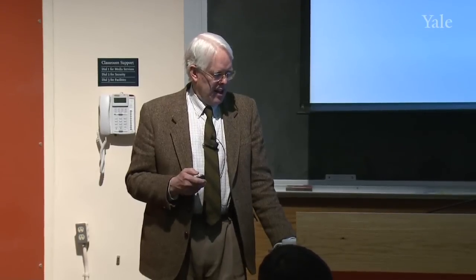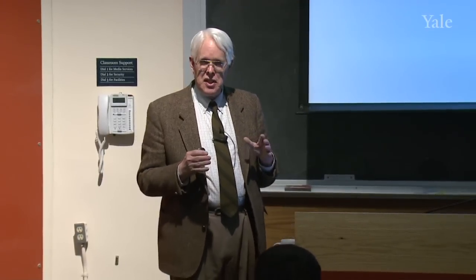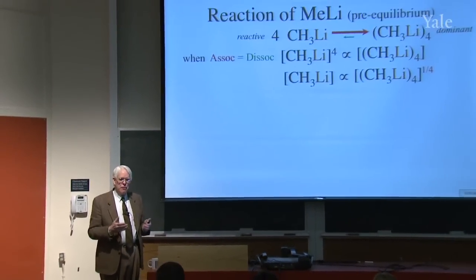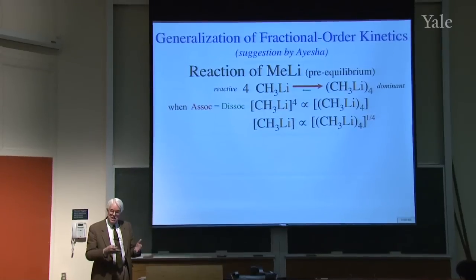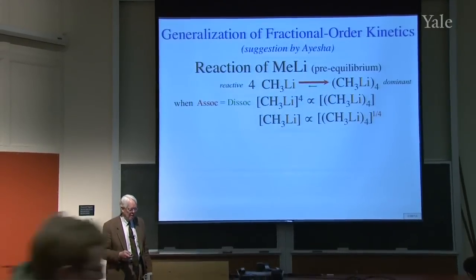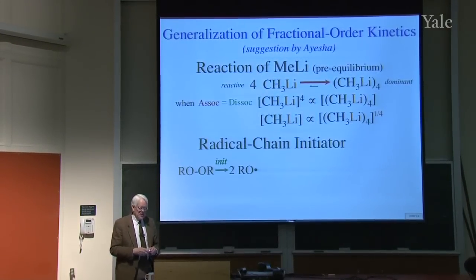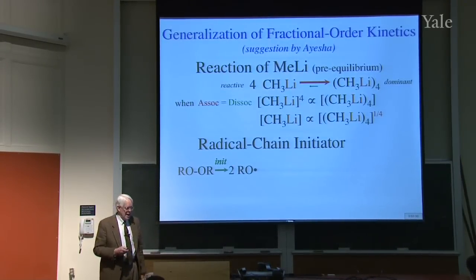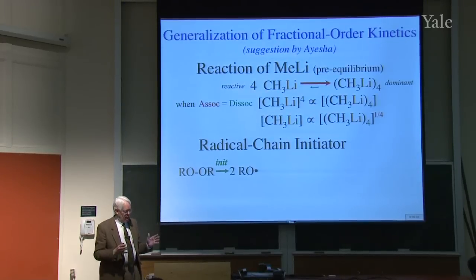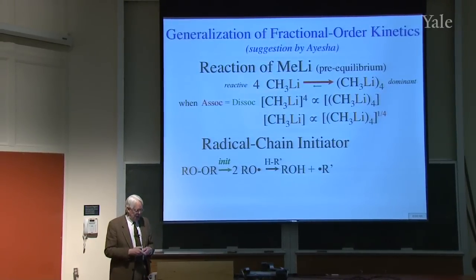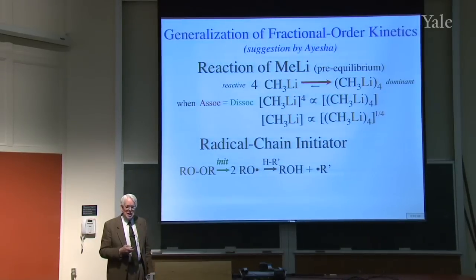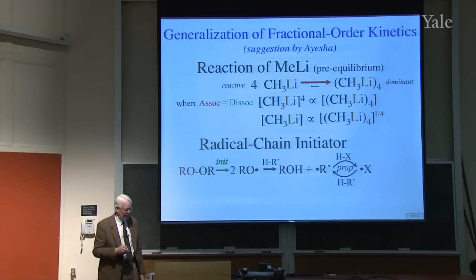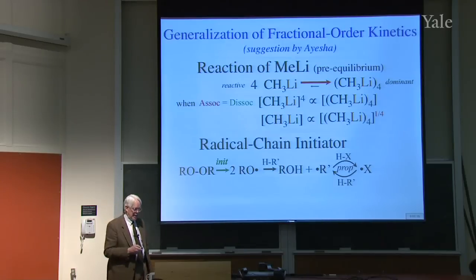Or if you take the fourth roots on each side, it says that the concentration of the reactive species is 1/4 power in the amount of material you actually add, which is the dominant tetramer. But what Aisha pointed out is this seemed to be similar to the case of a radical chain initiator, which also had a fractional order. Remember, the idea was that the initiator breaks to give two radicals. Then the radical abstracts a hydrogen to give the radical, which is part of the cycling mechanism in the radical chain, the propagation steps of the free radical reaction.